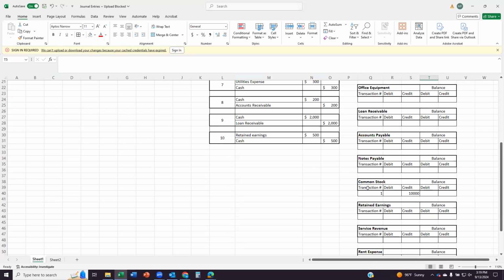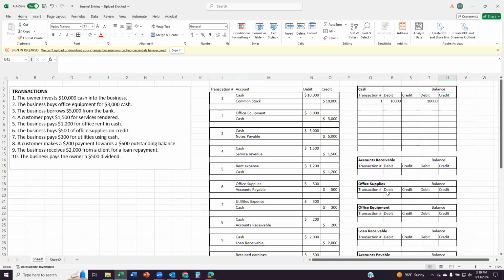And for the common stock account, it had a zero balance before. We credited 10,000, so now it'll have a credit balance of 10,000. And that's it really. So we'll go to the second one. We debited office equipment 3,000. So I'll find my office equipment account. Transaction two, we debit that account 3,000 and we credit cash 3,000. So on transaction two, we credit cash 3,000. And now we find our balances.